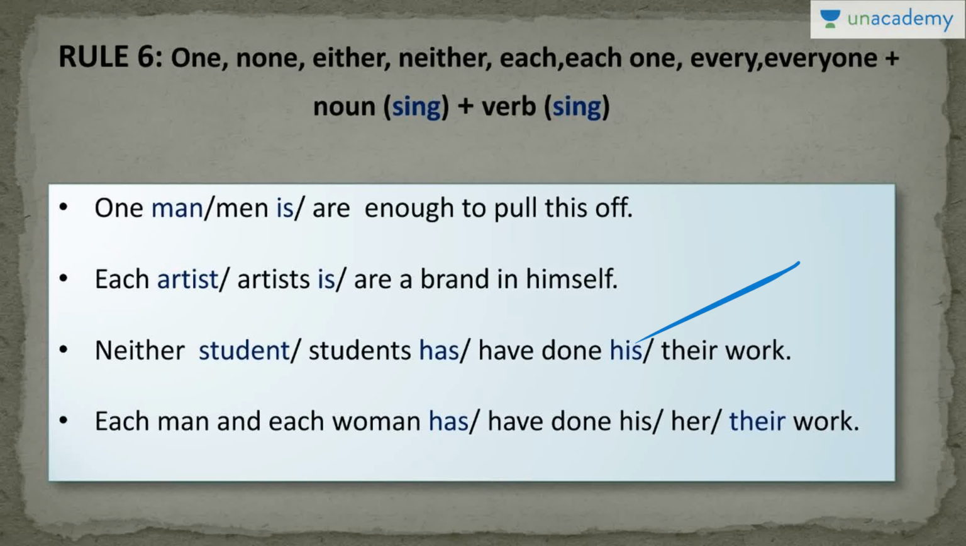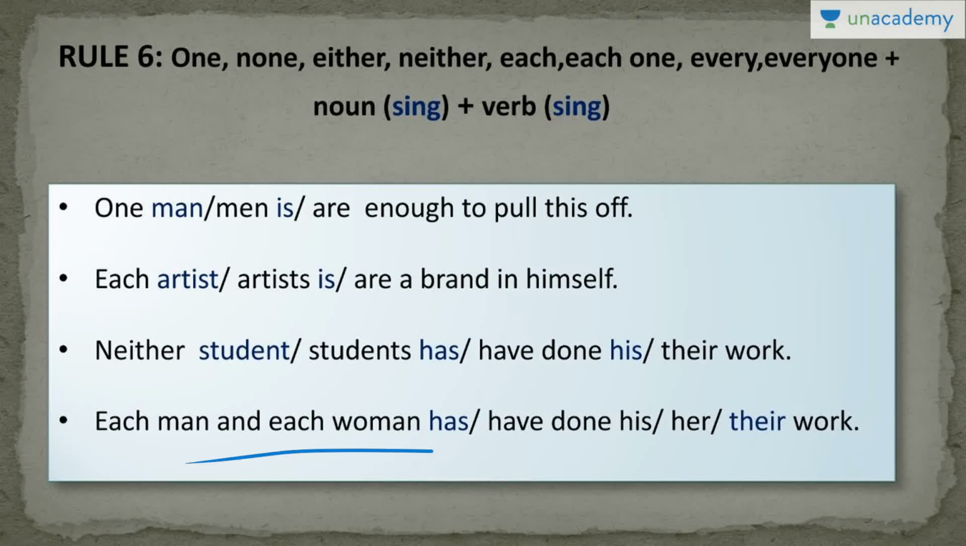Next, neither student or students has or have done his or their work. Again, neither is singular in construction, so it will be followed by a singular noun. Therefore, I would choose student. Since the noun is singular, the verb has to be singular, so I would choose has. And since the noun is singular, the other part of speech has to be singular only, so between his and their, I would choose his. And the correct sentence becomes neither student has done his work.